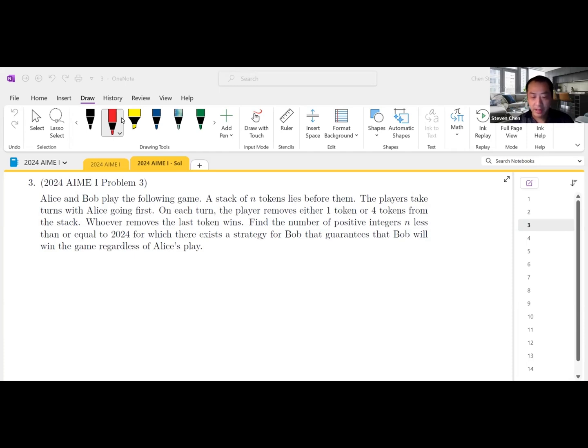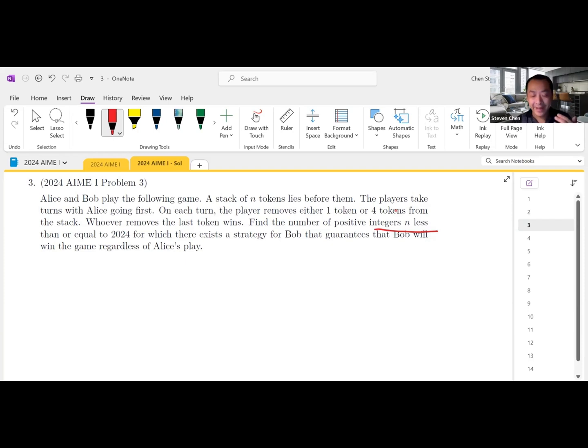Okay. So it asks us to test the scenarios in terms of the number of tokens that ranges from 1 up to 2024. So among those 2024 numbers, which n lead to the scenario that Bob could develop a strategy so that irrespective of what kind of strategy his adversary Alice takes, Bob could always win the game.